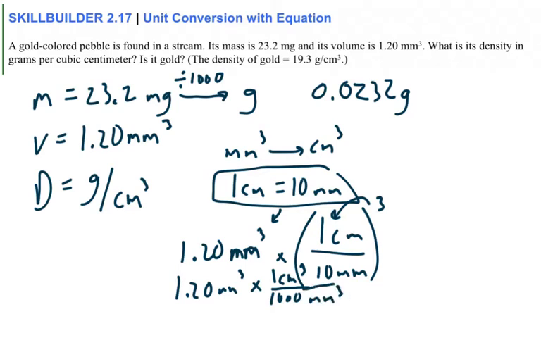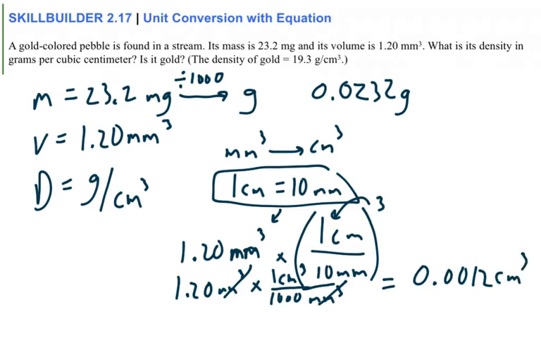So what's going to end up happening is that to go from a cubic millimeter to a cubic centimeter, you got to divide by 1,000. And when you divide by 1,000, that gives you 0.0012. And now that's in cubic centimeters.